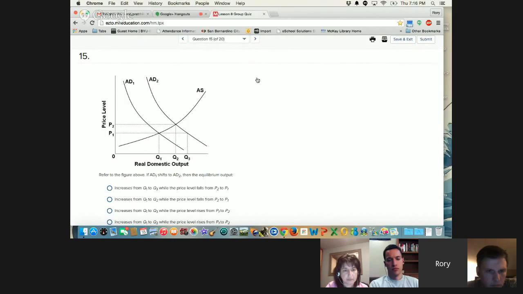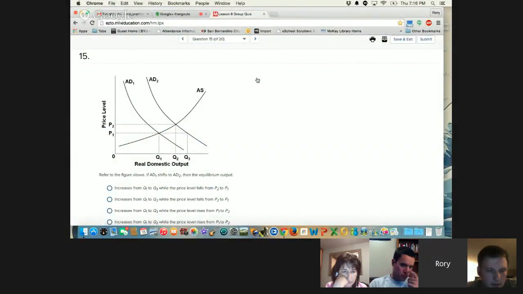Okay, number 15. We're looking at a chart, and we're looking for the equilibrium output if AD1 shifts to AD2. D. I got C. Let's look at it again. Okay. Yeah, it's just whether or not it shifts to Q2 or Q3. So it looks like it shifts from Q1 to Q2. The price level goes up from P1 to P2.